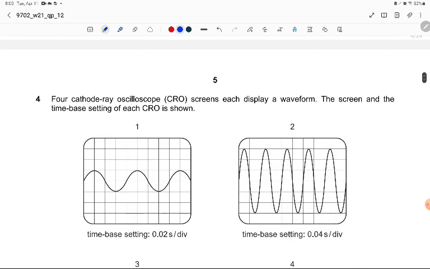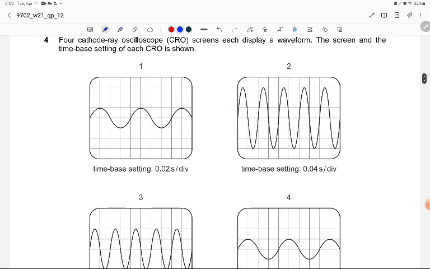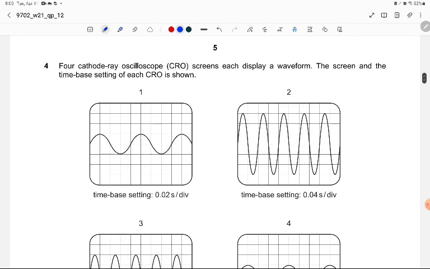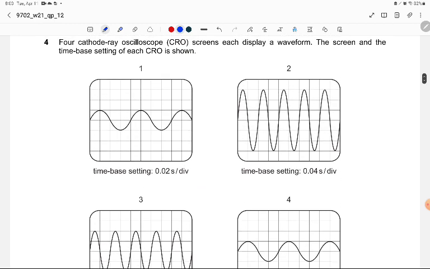Next step, question 4. 4 cathode ray oscilloscope screens each display a waveform. The screen and the time base setting of each CRO is shown. Okay, time base is given as point. The question is written here: which screen shows waveforms of the same frequency? So we apparently need to find the frequencies of all these. Let me just find my calculator first of all. Okay, so one of my students, Samir, has given me a calculator to solve this part. And let's just look at this.